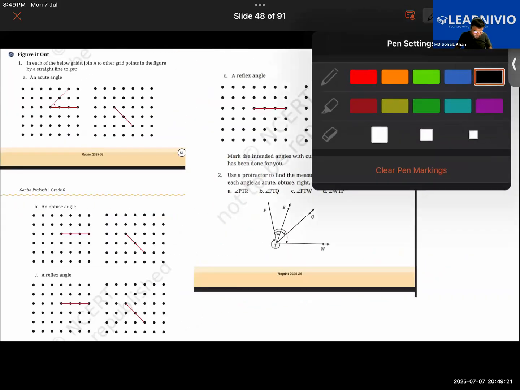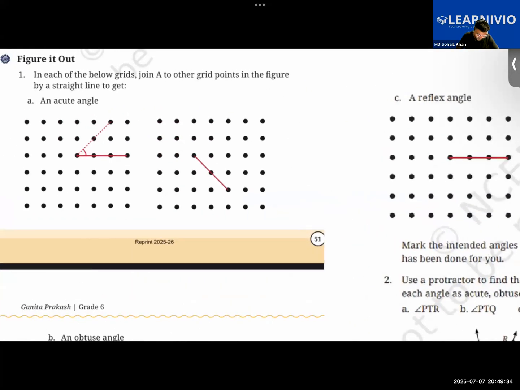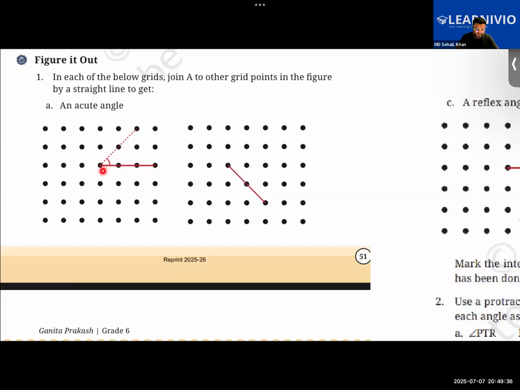Moving on to further questions. In each of the below grids, join A to other grid points in the figure by a straight line to get an acute angle. In this first one, here we have this line. We have to join this point to other points given in this whole grid to get an acute angle. Right now, one of them is already done for us. We have to do some other ones also.